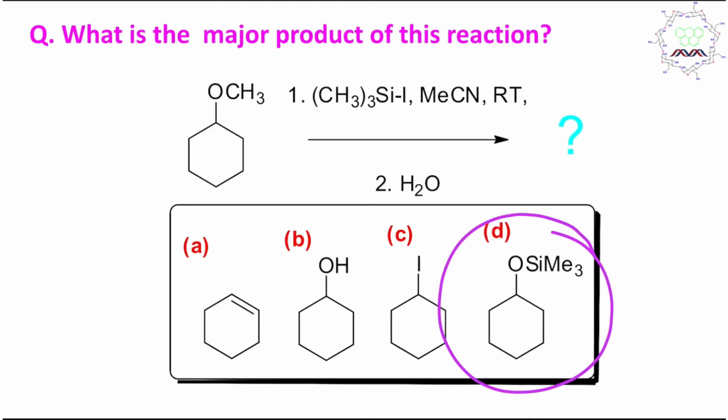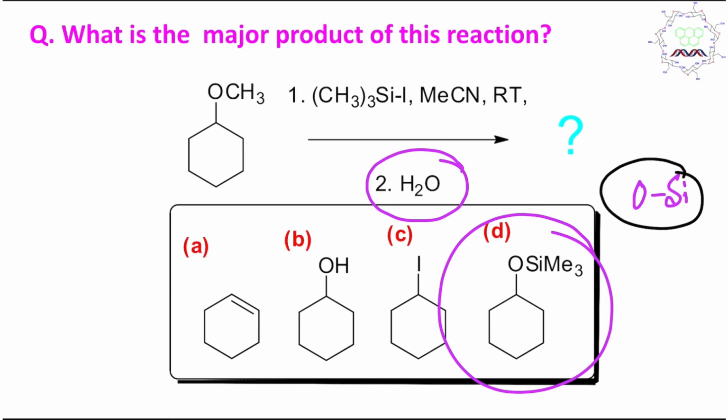Now a question may come to your mind: sir, water is given, so you can expect that this silyl ether will be hydrolyzed. Student, remember, this is actually a silyl ether, and this oxygen-silicon bond is stronger, so simple water can't hydrolyze it. This concept of hydrolysis of the oxygen-silicon bond you will understand in my silyl enol ether video, which I have already uploaded, so please visit it for better understanding. So further hydrolysis will not be possible.